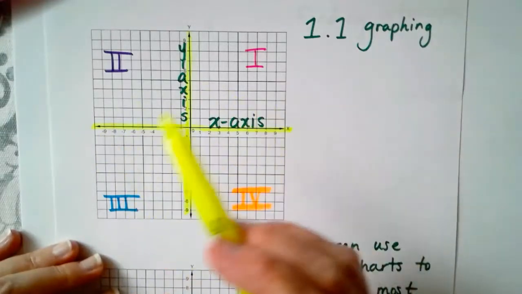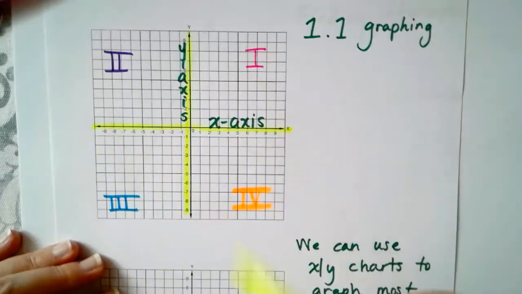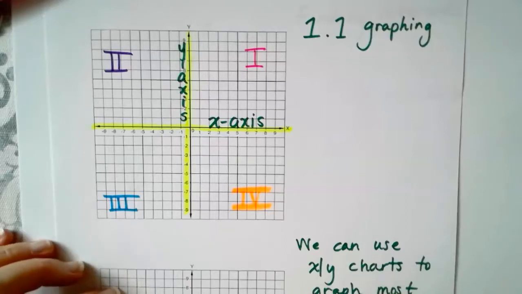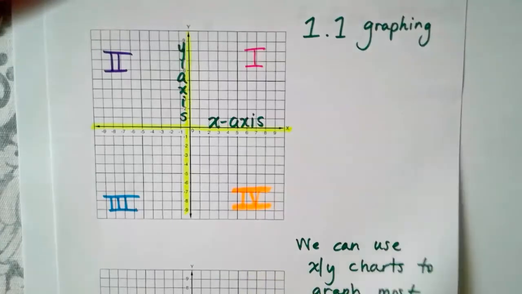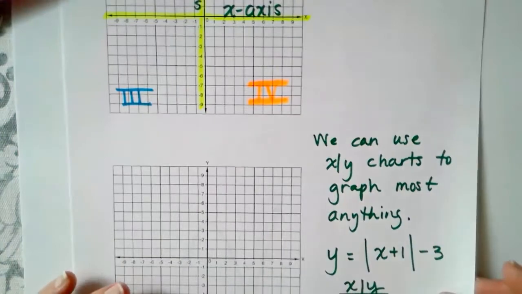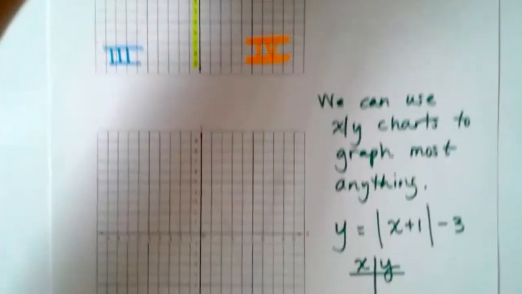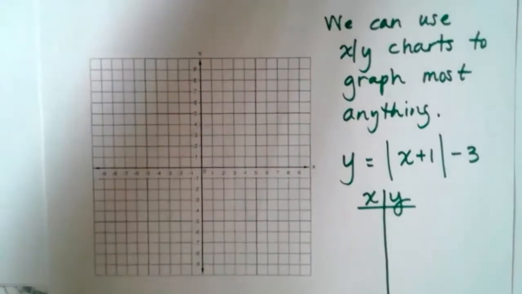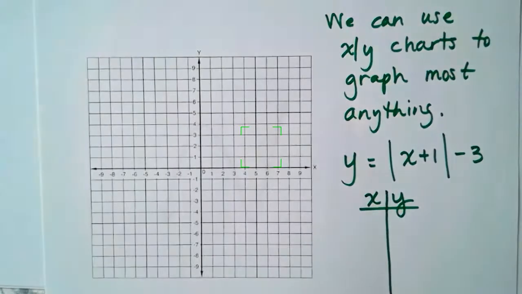Now, the whole idea of the quadrants 1, 2, 3, and 4 is going to very much come into play when we get into chapter 4 and start trigonometry. So, 4 quadrants, 2 axes. Now, something that I do not want us to lose sight of is the fact that we can always use XY charts in order to graph most anything, whether it's a function or whether it's not a function.